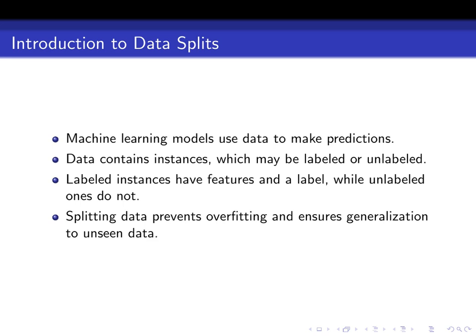In machine learning, data is key to building models that make predictions. Data consists of instances, which may be labeled or unlabeled. Labeled instances include features and an output label, while unlabeled instances don't. Splitting the data helps prevent overfitting and ensures the model performs well on unseen data.